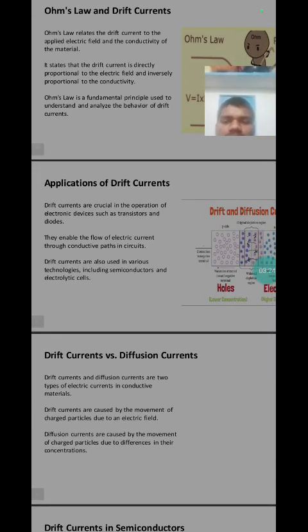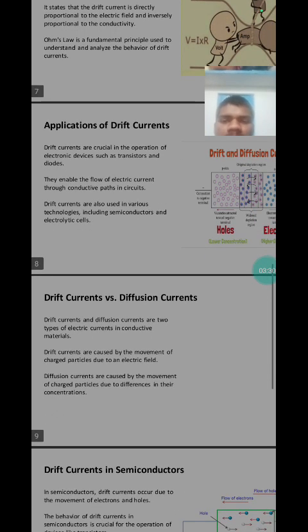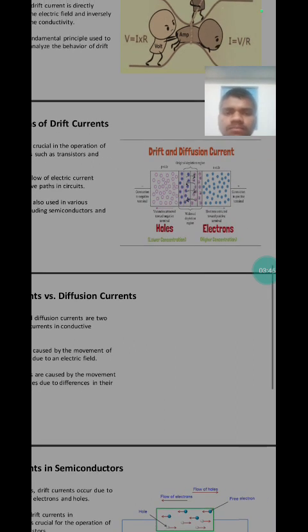Application of drift currents. Drift currents are crucial in the operation of electronic devices such as transistors and diodes. They enable the flow of electric current through conductive paths and circuits. Drift currents are also used in various technologies including semiconductors and electrolyte cells.